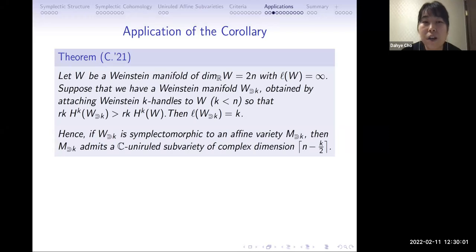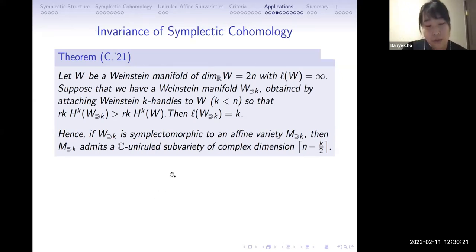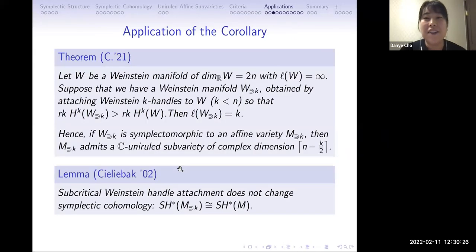So if after attaching a Weinstein k-handle the manifold is symplectomorphic to an affine variety, then we can detect uniruledness of a variety of dimension at least n minus k. And the idea is we use a Cieliebak result that subcritical Weinstein handle attachment does not change symplectic cohomology.